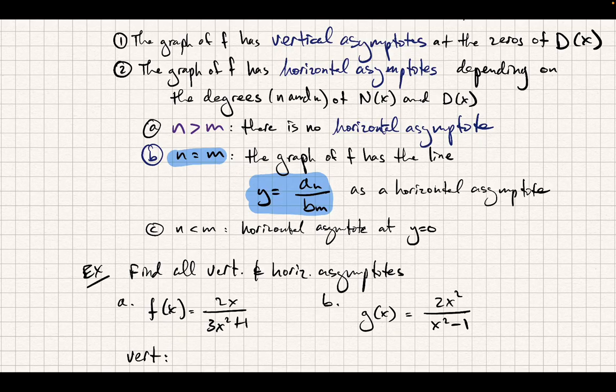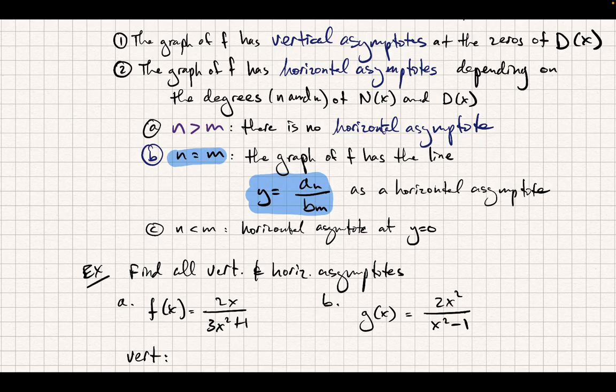Mr. Shadle, if the leading coefficients don't match, does that mean there's no horizontal asymptote? No, that's not what that means. What's the degree? If n is bigger... What are n and m here? 2 and 3? No, the n and m, not the coefficients. 1 and 2. What are n and m here? 2 and 2. Oh, I was looking at the leading coefficient.